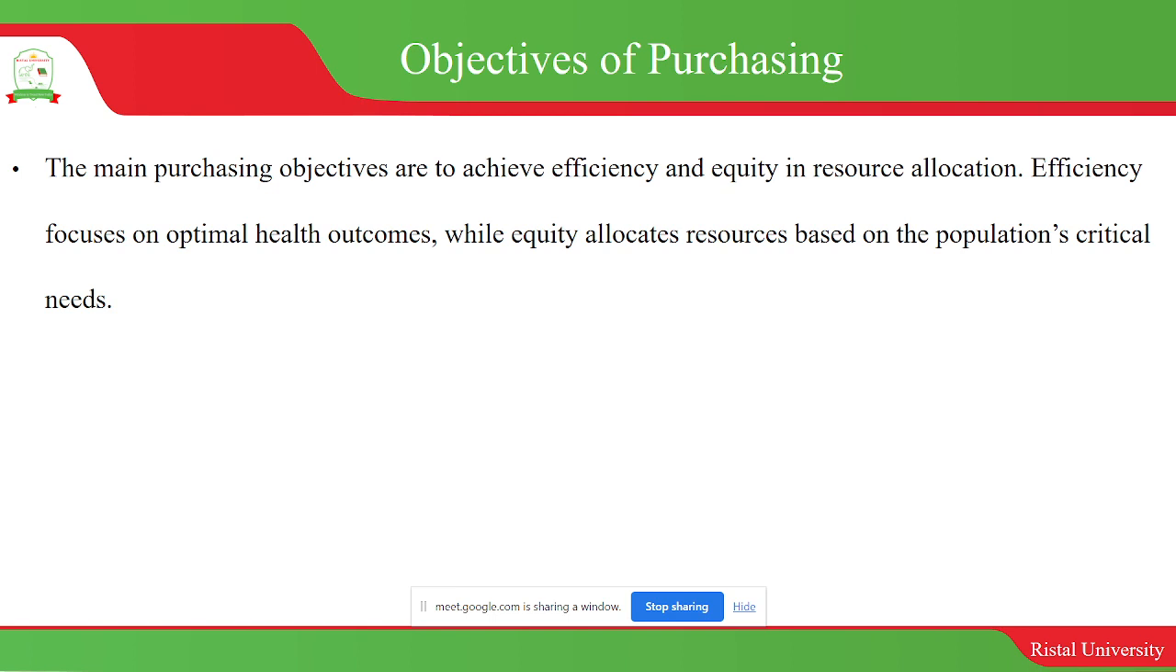And then equity as a concept requires us to allocate resources based on population's critical need. We usually say that equity is unequal for the unequals, that we have populations that have needs that are not similar to the others, and therefore they cannot get the same share. If you share resources equally without taking into consideration the needs of those populations, then you are not achieving what we call equity. So equity is very important to achieve.